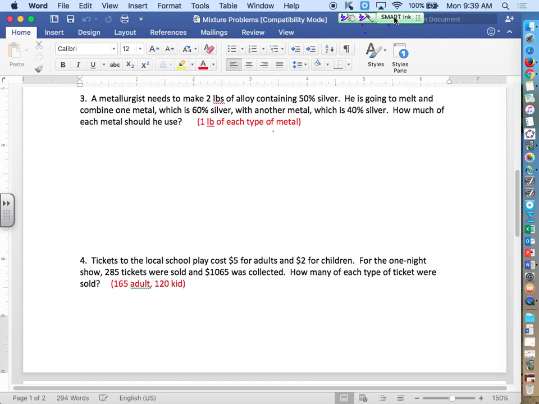Here we go. So it's not solutions we're mixing together. It's alloys that you're mixing. So X would be the 60% silver metal, and Y would be the 40% silver. Those two together, I want to end up with 2 pounds.